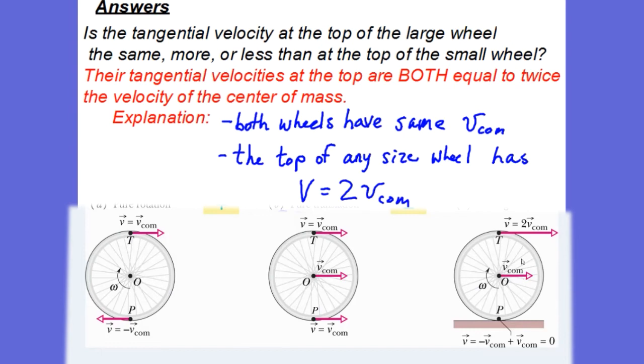To answer this question, we look at diagram C here and notice that for any size wheel, the tangential velocity at the top of the wheel is equal to twice the velocity of the center of mass. So for this bicycle, both wheels are moving across the ground at the same speed. So they both have the same VCOM. So therefore, they both have the same tangential velocity at the top of the wheel.